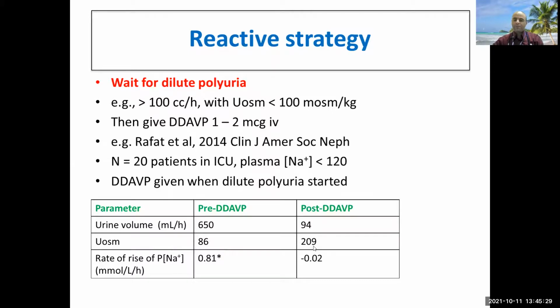Urine osmolarity after DDAVP reached about 290, so it increased. We have a response to our DDAVP. The rate of rise of sodium pre-DDAVP was 0.8 millimole per liter per hour. To be on the safe side in chronic hyponatremia, don't increase more than 0.5 millimole per liter per hour, and post-DDAVP it was just minus 0.02 millimole per liter per hour.